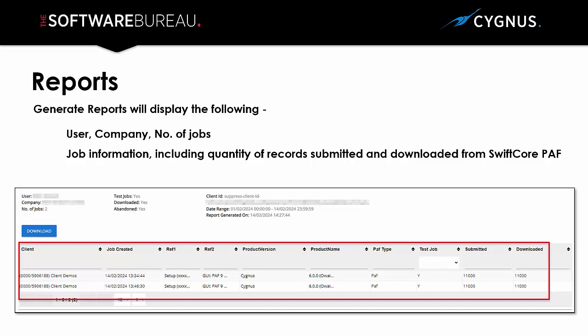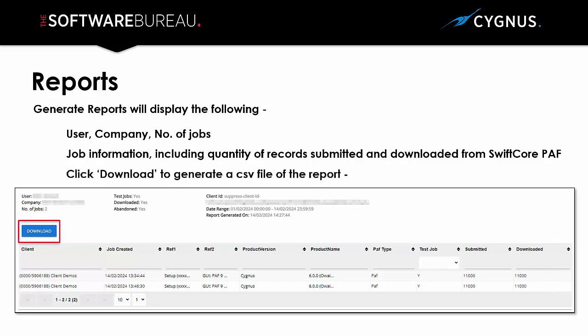Reference 1 is your job description. Reference 2 is the icon name on your process flow, so PAF 9 in this example. The product name is Cygnus and the product version is 6. And then at the end you can see how many records were submitted and how many records were downloaded. Okay, you can also produce a CSV file of this by clicking on the download button, as you can see on the left hand side of the screen, and that will download a CSV version of the report we've just been looking at.